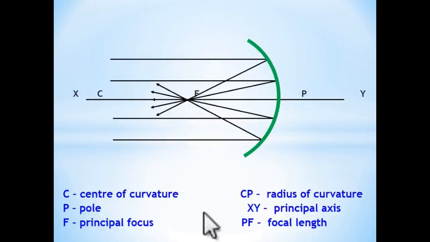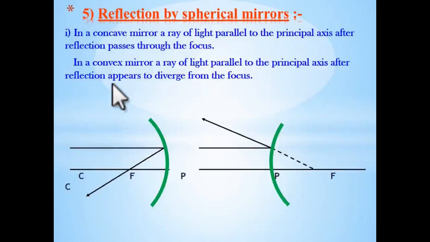Now let us see what is focal length. It is the distance from the focal point to the pole. This is called focal length. Now let us discuss some important rules for drawing ray diagrams. In a concave mirror, a ray of light parallel to the principal axis after reflection passes through the focus. So the ray which is coming parallel to the principal axis after reflection passes through the focus.